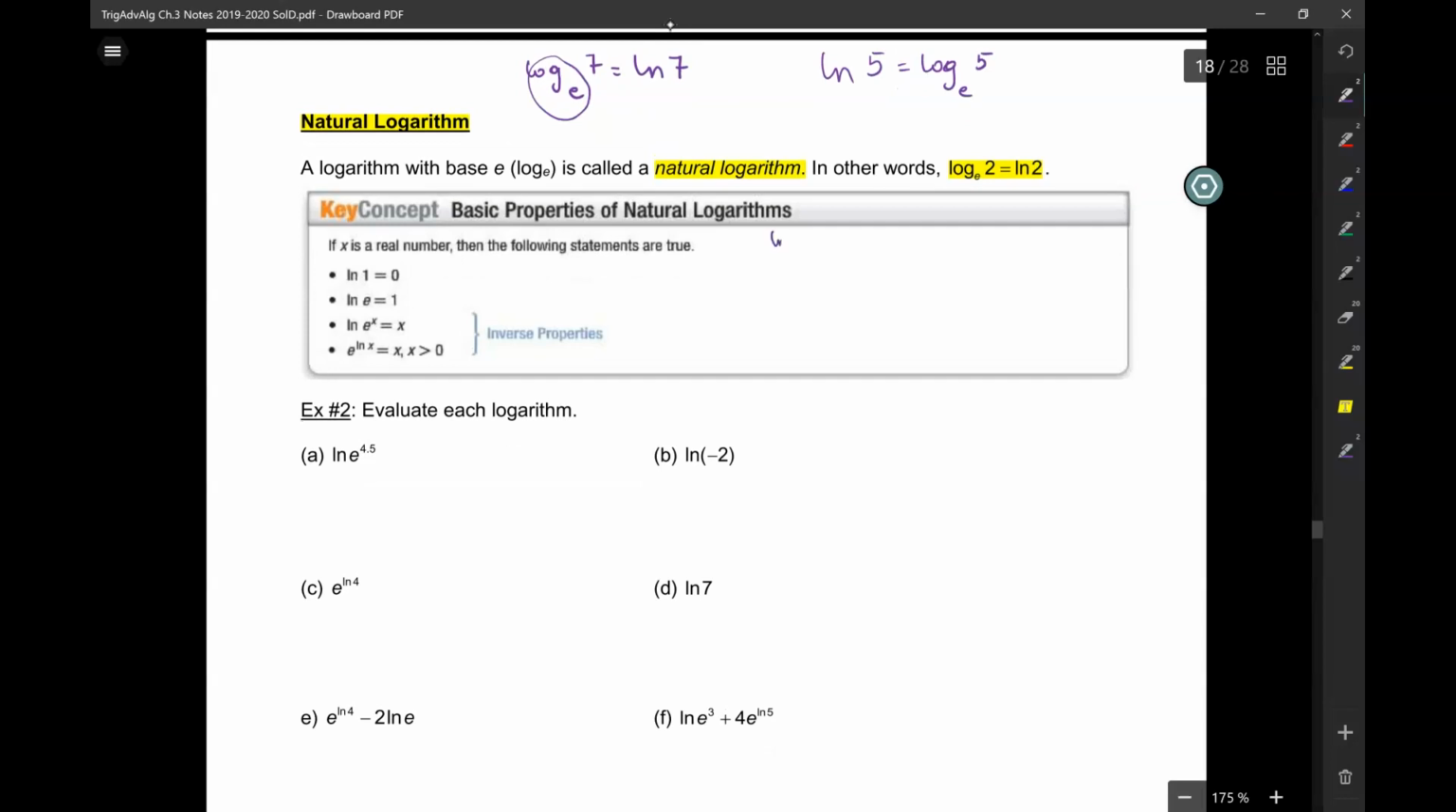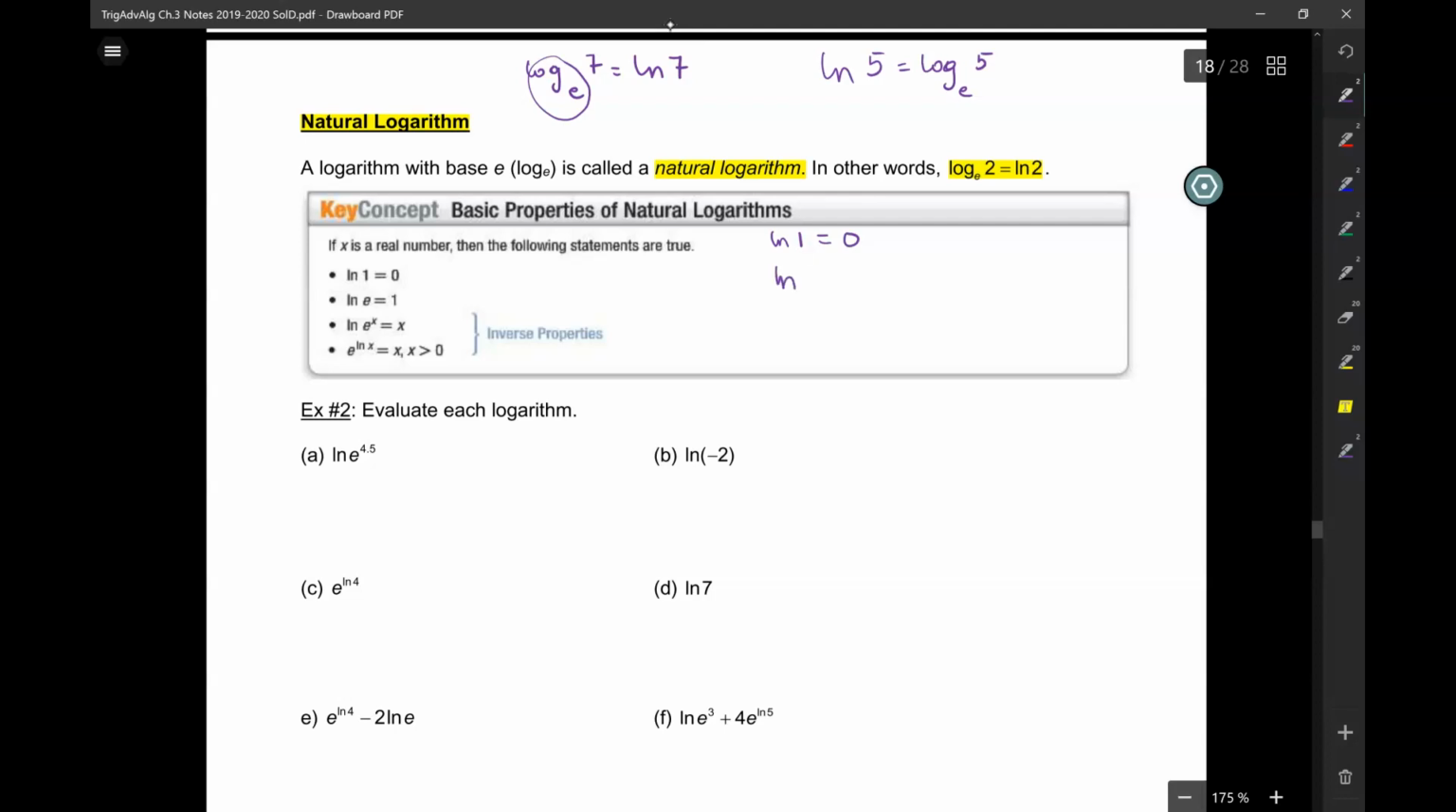Now, if I have ln of 1, what's the hidden base here? E. So I'm asking, what should be the exponent of e to get a 1? E to the power of what will give me 1? 0. So that's why ln of 1 is 0.